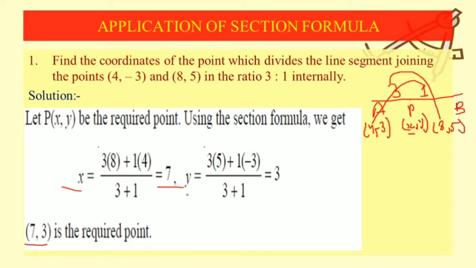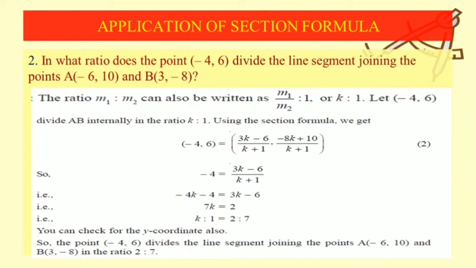So this is the direct application of the section formula. Moving on to the next question. Now here we have to find the ratio. The question is, in what ratio does the point minus 4, 6 divide the line segment joining the points A minus 6, 10 and B 3, minus 8? Now here we are given a line, suppose AB.